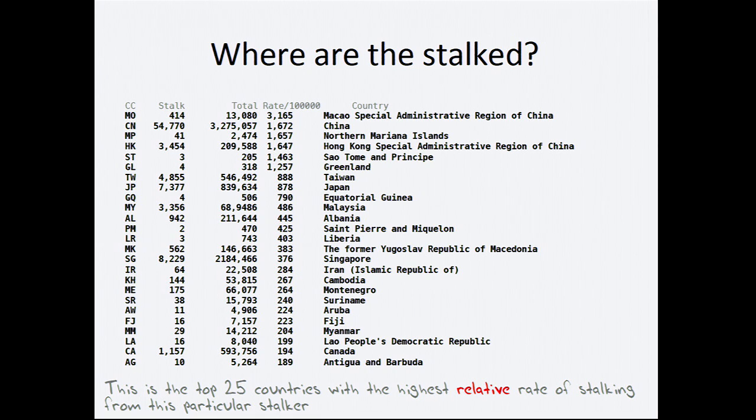So in Macau, 3% of the time you're likely to be stalked by this particular stalker. China, the Northern Mariana Islands. What? What is going on there? This is an amazingly selective virus and an amazingly weird one. This is just weird crap.